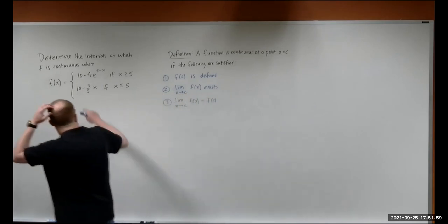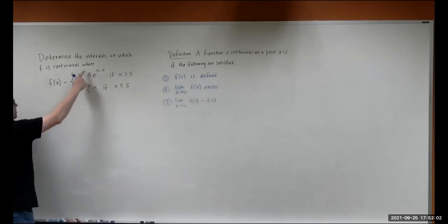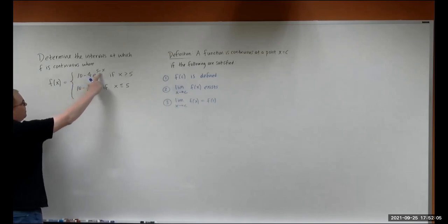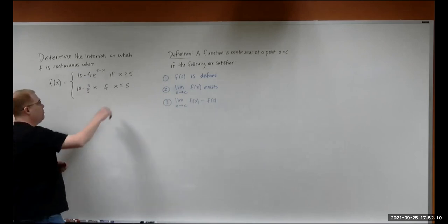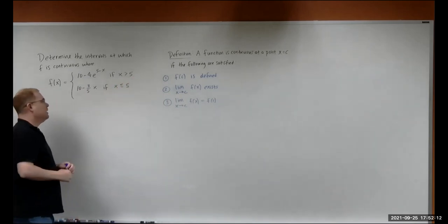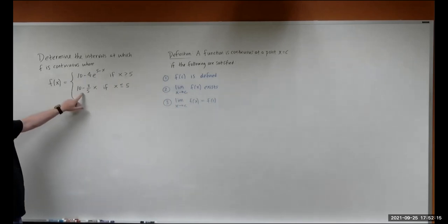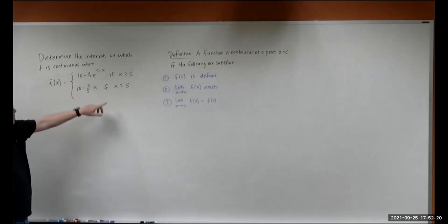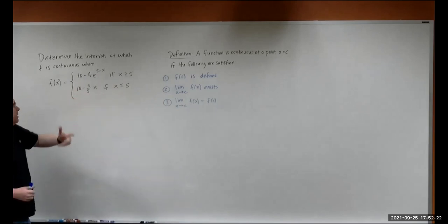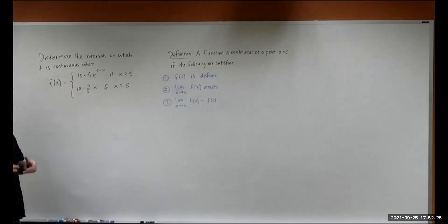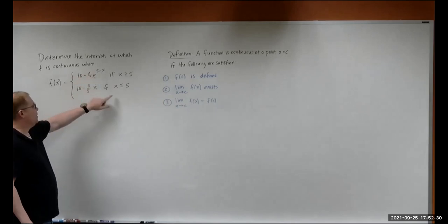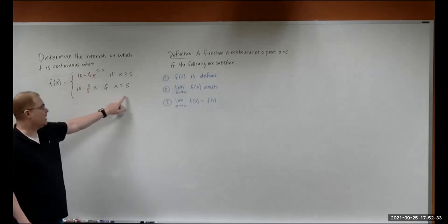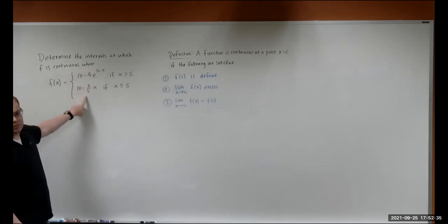So the first part that you see here is 10 minus 4 e to the 5 minus x. The restricted domain for that is x strictly bigger than 5. And then the other piece is 10 minus 3 fifths x, which is just a line, but the restricted domain here is when x is less than 5. Whenever x is strictly bigger than 5, we're on the first piece of the graph. When x is less than or equal to 5, including when x is equal to 5, we're on this part of the function.